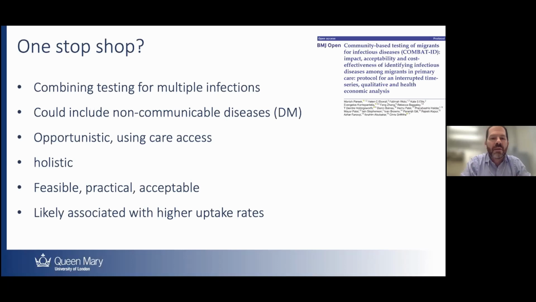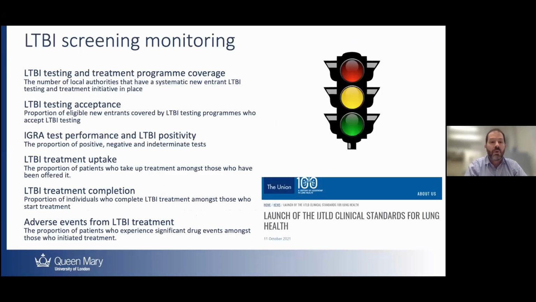There's also something to say about combining testing for multiple infections. There's a current study, the Combat ID study, which looks at combining different infection screening, but you could also put into the mix things like diabetes screening, often opportunistic, using care access, holistic, feasible, practical, acceptable, and is likely associated with higher uptake rates. I looked today, unfortunately, they haven't reported yet, but I expect that's going to be reported hopefully very soon. And especially for people that are highly vulnerable, for example, homeless populations or things like that, that might be the way forward.